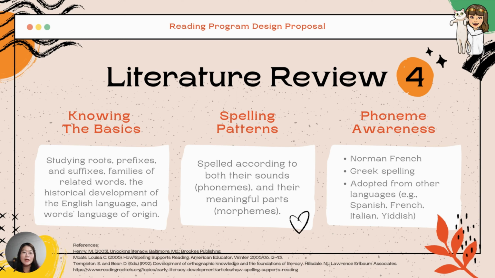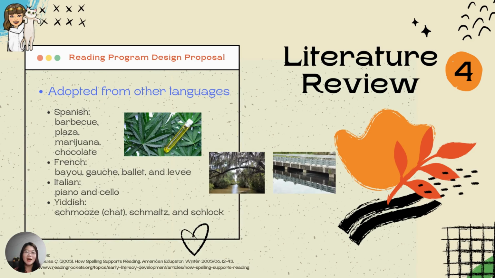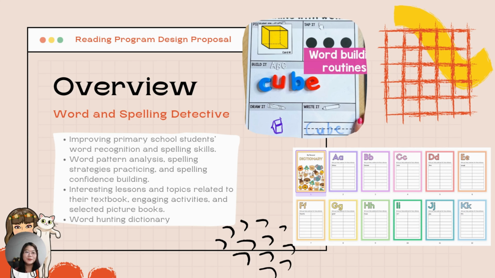So for example, in English, there are many letters and sounds adopted from other languages. So we can take a look at this one. Some English words originated from Norman French, Greek spelling, or Spanish, French, Italian, and Yiddish. So later on you can check on your own.